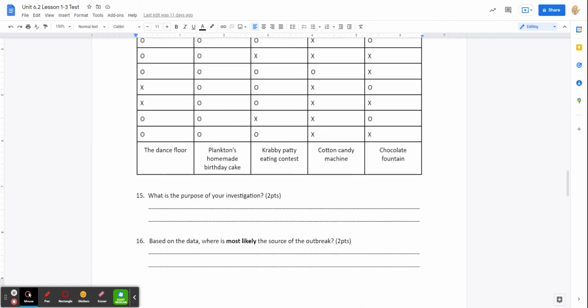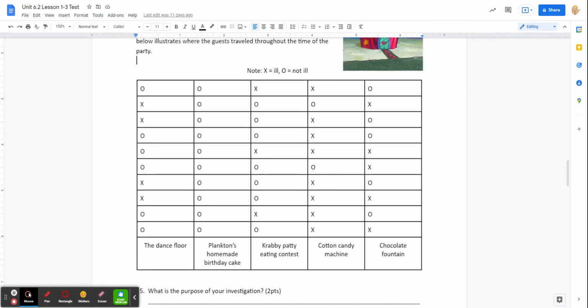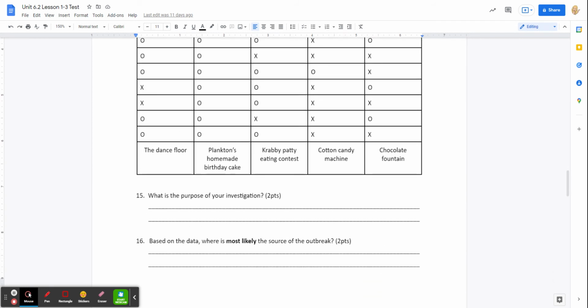So our first question is, what is the purpose of your investigation? So what are you trying to accomplish by reading this graph? Feel free to pause so you get time to write.